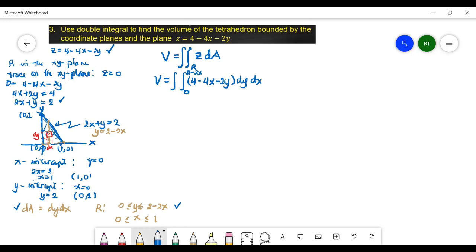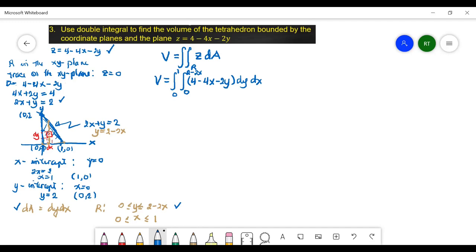And x will go from 0 to 1. Okay, so look at this. As long as we have the interval of the variables of integration in the region R, we can set up the working formula. And we have it now. We can now compute for the volume. We have the double integral of z, which is 4 minus 4x minus 2y, the differential of A.